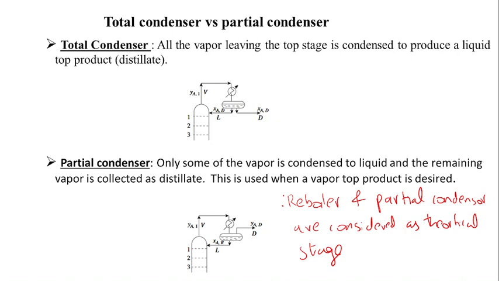So if we obtain, say, 10 stages from the McCabe-Thiele plot, only 8 trays are required. The remaining one will be the reboiler and one will be the partial condenser. But in case a total condenser is used, 9 trays will be required and one reboiler will be required.